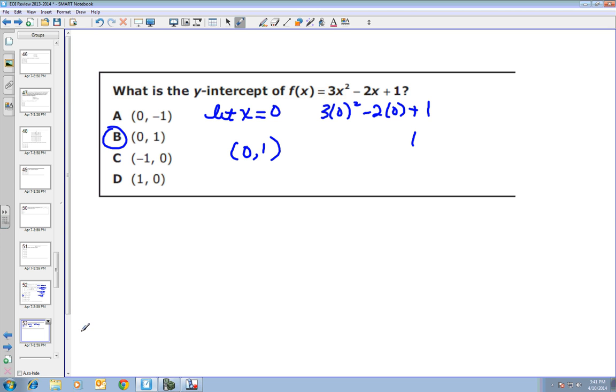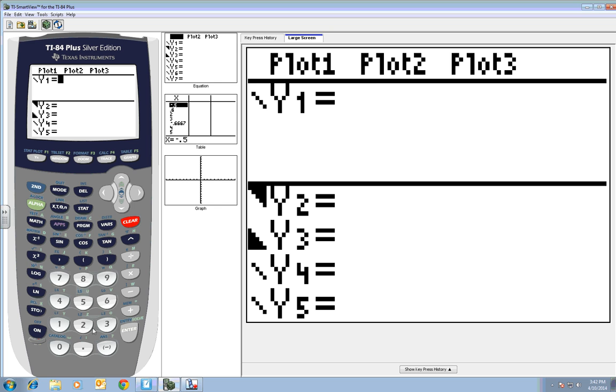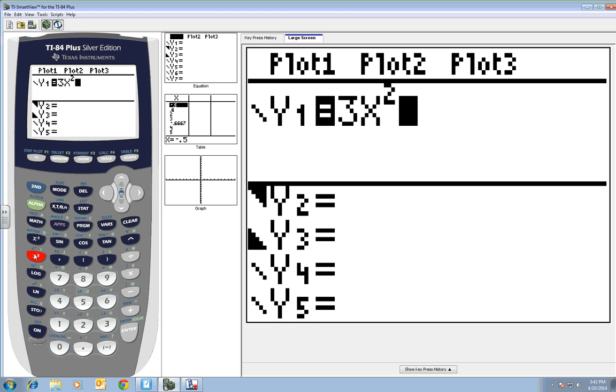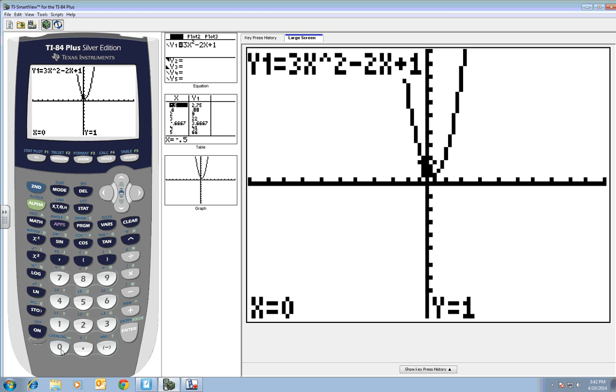Now, if I didn't remember how to find the y-intercept by letting x equal 0, we can graph it. So in my y equals, I would put 3x squared minus 2x plus 1. I'm going to graph that in my standard viewing window. And I want to know where it crosses the y-axis. Well, when it crosses the y-axis, x is 0. And it looks like it crosses at 1, which we know is our answer. But I also could hit trace, type in 0, enter, and my y-intercept is 1.